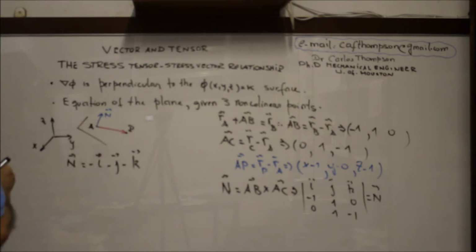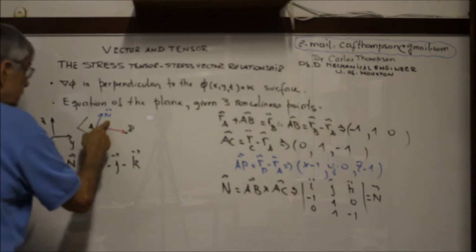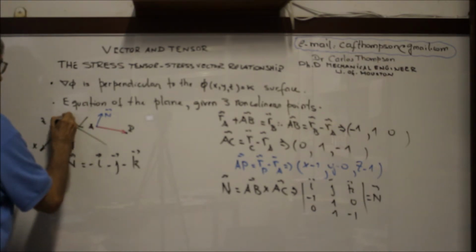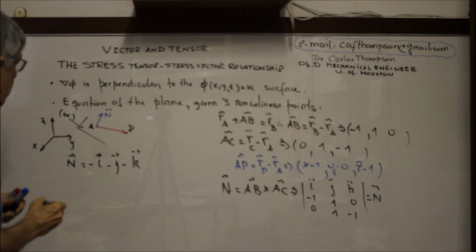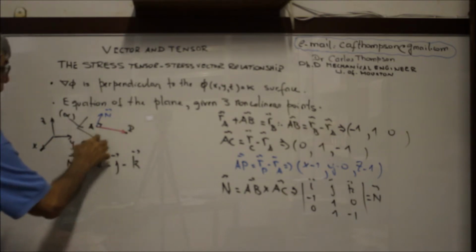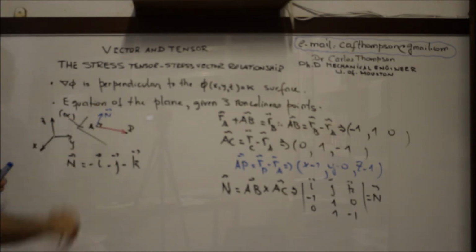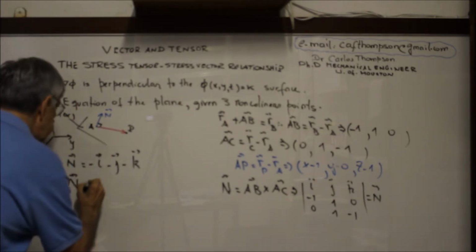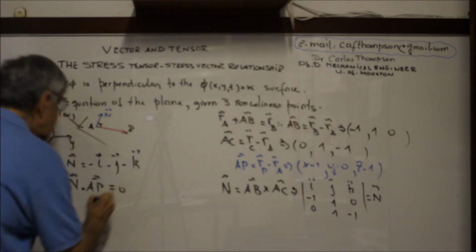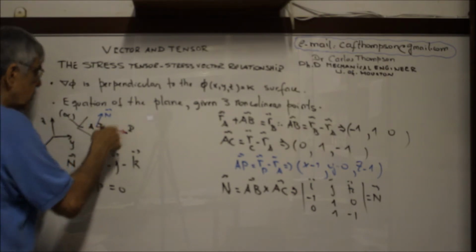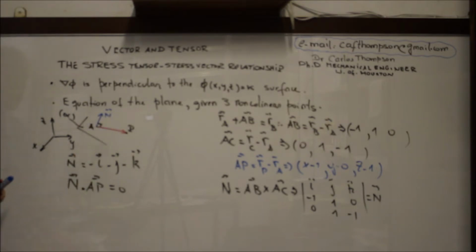So this is a vector n. n is perpendicular to the plane alpha, in which I want to know the equation. Here n is perpendicular because AP belongs to alpha and n is perpendicular to alpha. So n dot AP must be 0, because AP belongs to the plane alpha and n is perpendicular to this plane. So the angle here is 90 degrees, so n dot AP will be 0.